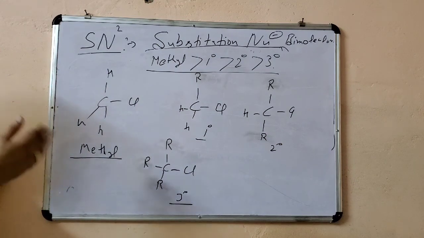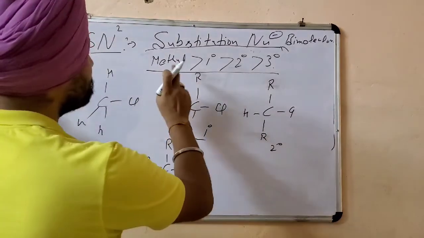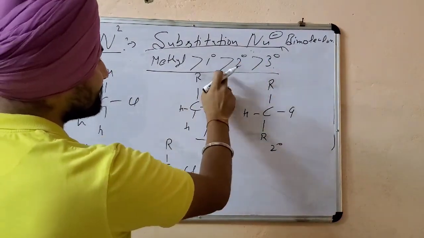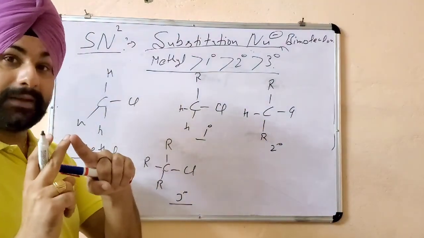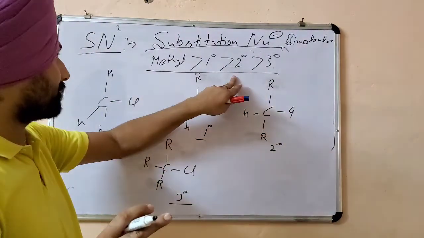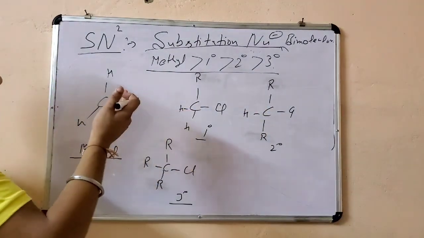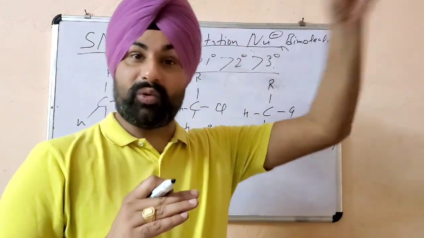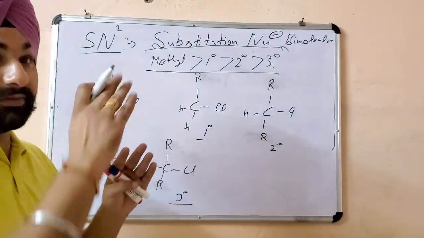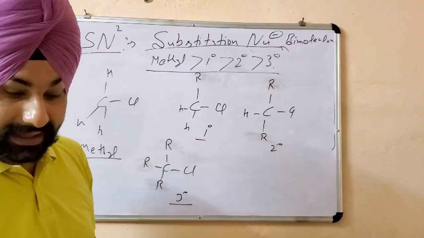Overall, there is inversion of geometry in most of the cases. In some cases, retention of geometry is also there. The order is methyl, primary, secondary and tertiary. This is the important thing, because when we are doing the reaction mechanism of alcohols, primary, secondary alcohol, then this thing is important there, right? So stereochemistry we have discussed: if it is the front side attack, there is retention of geometry. If there is a 180 degree backside attack, then there is inversion of geometry. So this is all about your SN2 mechanism.